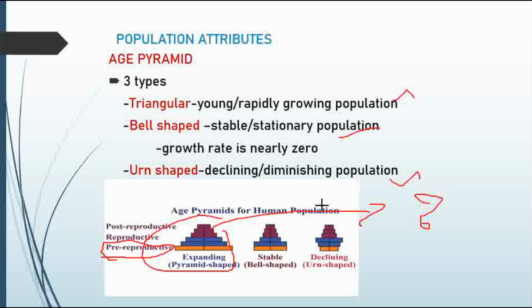Why do you say that? Here, if you see, compare these 2 pyramids, the reproductive and the pre-reproductive. These two are the same, there is no difference here. So it has attained a stable state. So that is why we say it is a stationary or stable population. So depending on the young individuals, the population grows or declines.